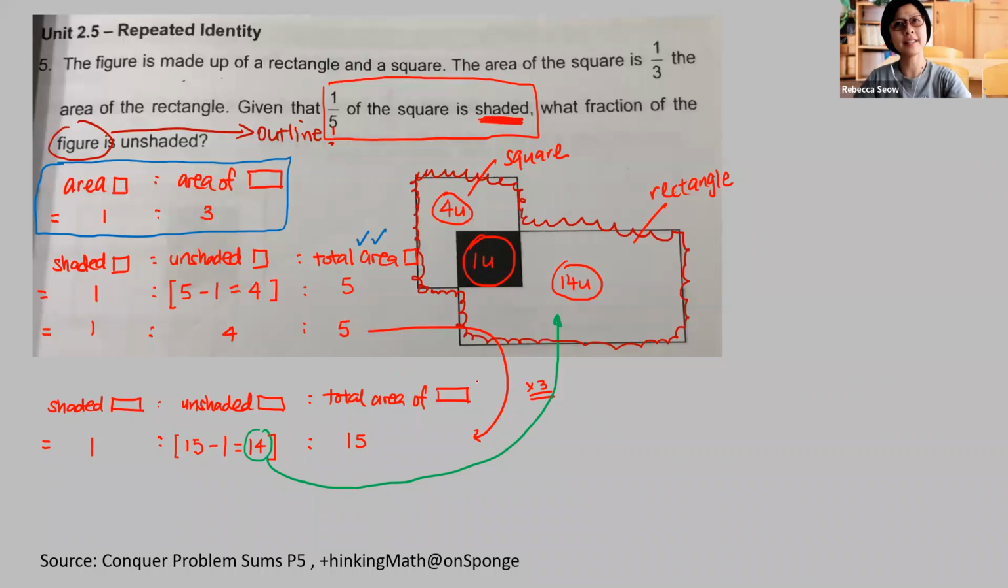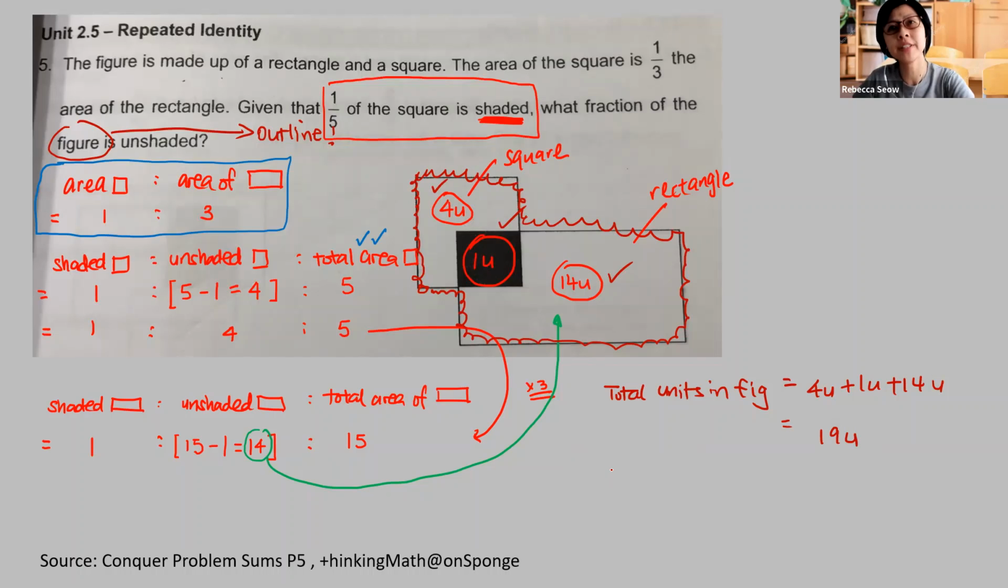Okay, so this is the figure, and how many units make up the figure? Total units in the figure. Well, we take 4, 1, and another 14. So all in all, it adds up to 19 units. We're almost there, just one more step.